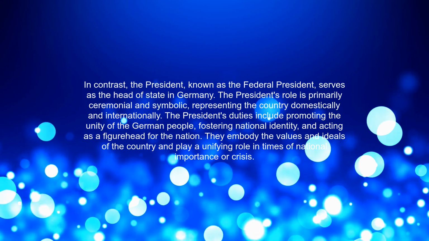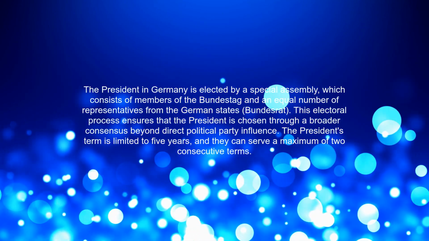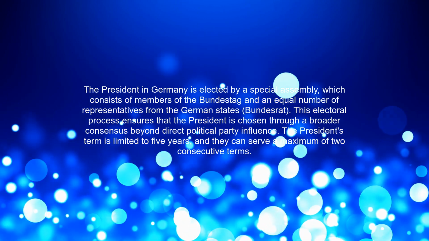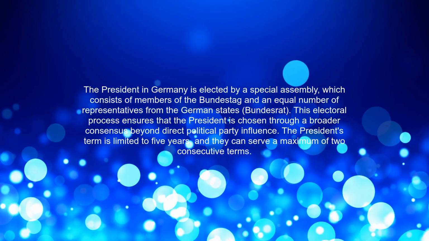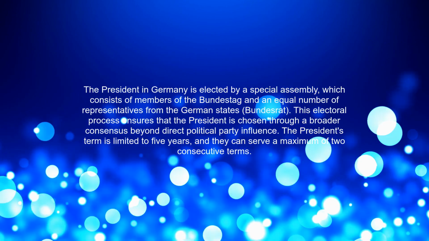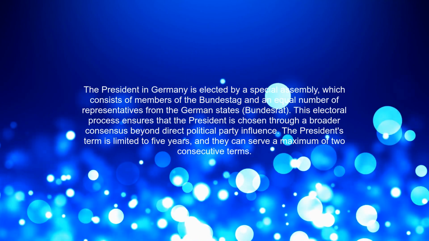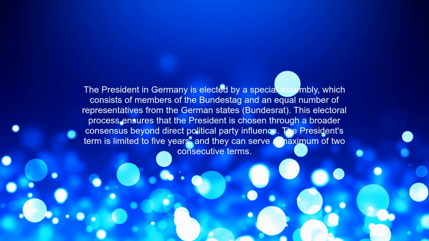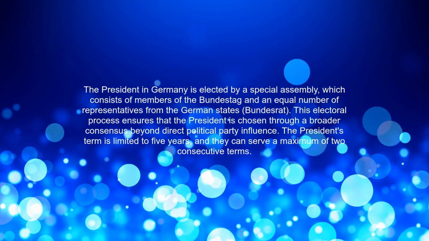importance or crisis. The president in Germany is elected by a special assembly, which consists of members of the Bundestag and an equal number of representatives from the German states, the Bundesrat. This electoral process ensures that the president is chosen through a broader consensus beyond direct political party influence. The president's term is limited to 5 years, and they can serve a maximum of 2 consecutive terms.